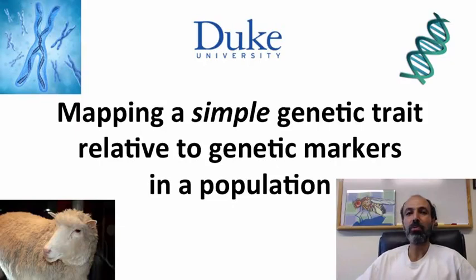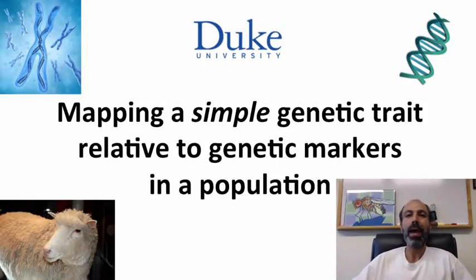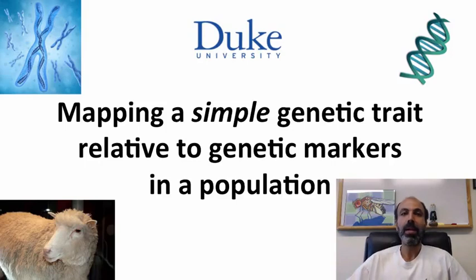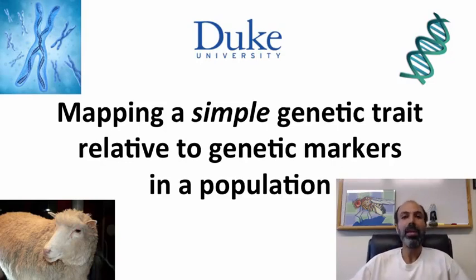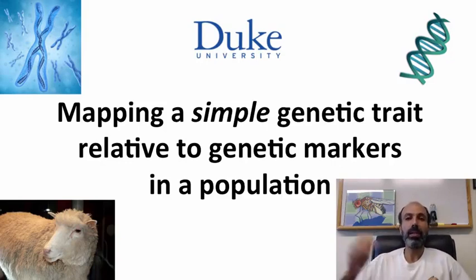In the most recent videos, we've been talking about how you map a simple genetic trait, a trait whose variation is caused by variation at a single gene. In the previous video, we talked about mapping a simple genetic trait using a cross, or basically a pedigree. In this video, we're going to take it a little bit further.